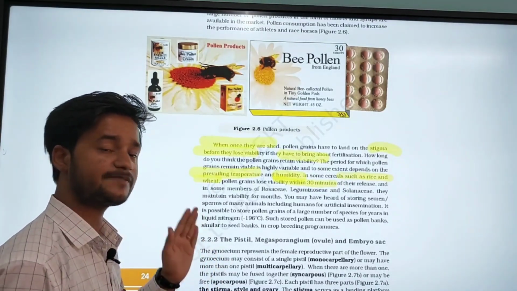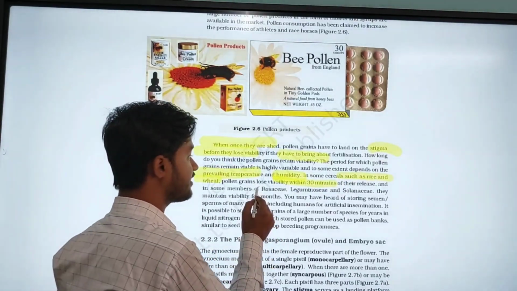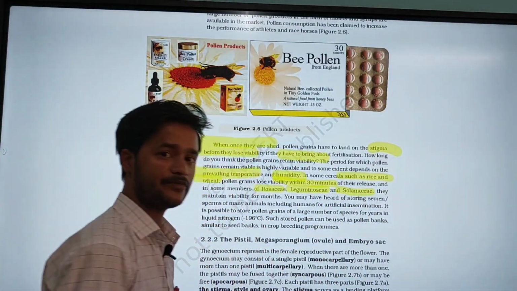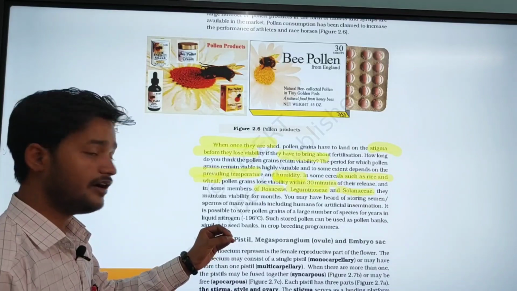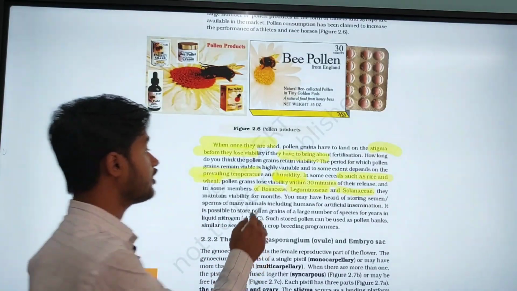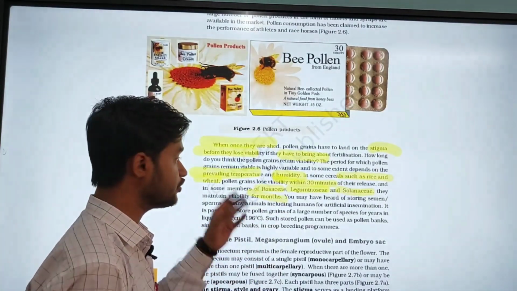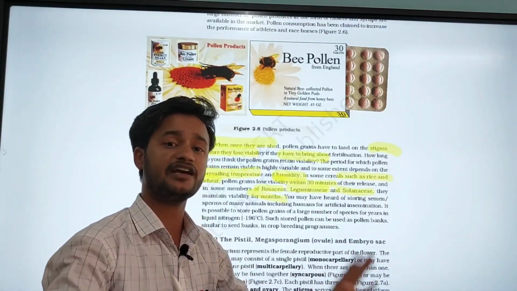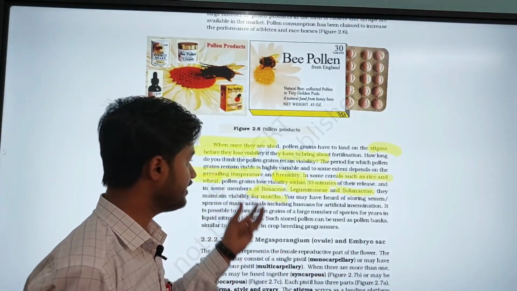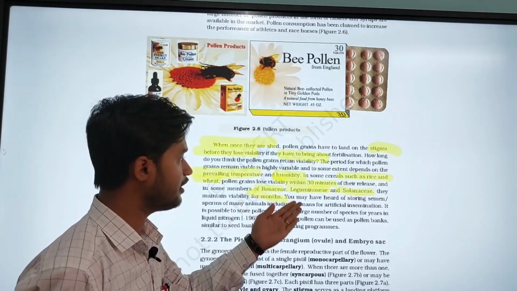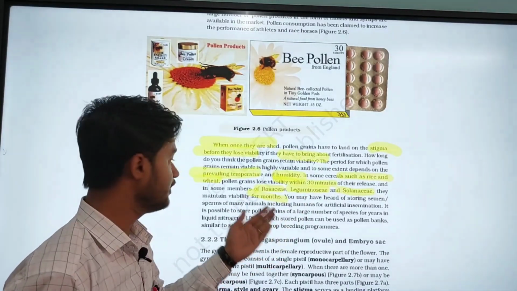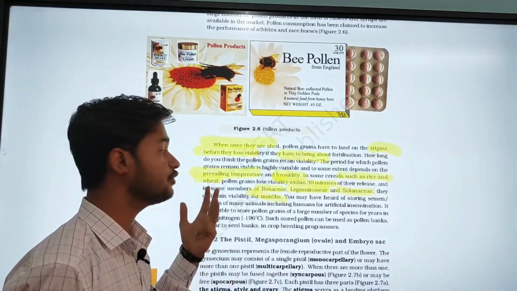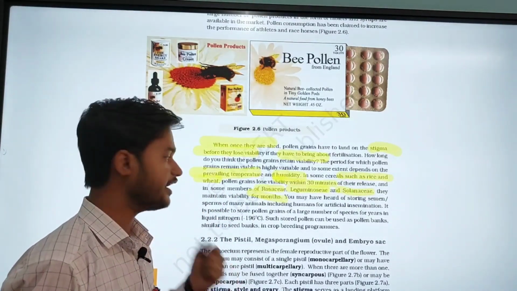But in case of the species which come under the families like Rosaceae, Leguminosae and Solanaceae, the pollen grains maintain their viability for months. That means even after many months, the pollen grains do not lose their viability. So the members of the Rosaceae, Leguminosae and Solanaceae maintain their viability for up to 2 to 3 months.